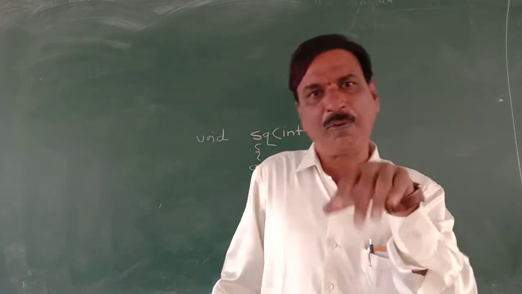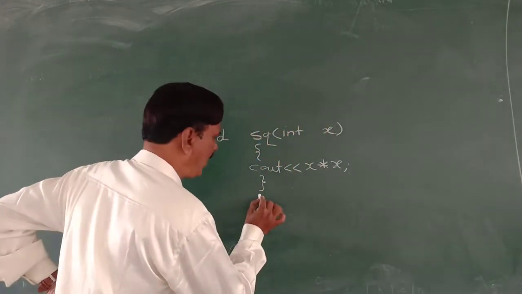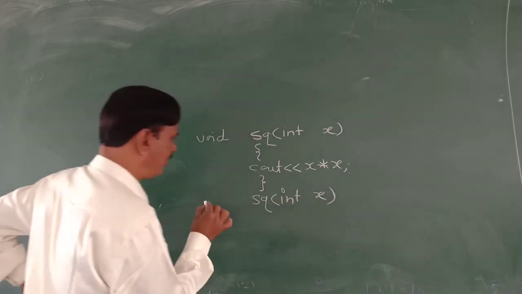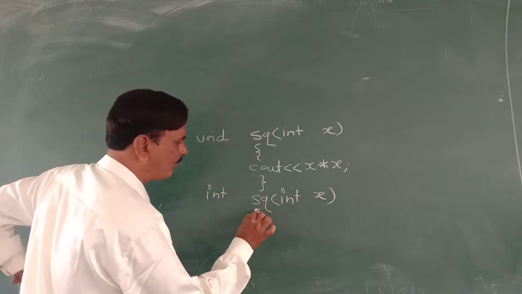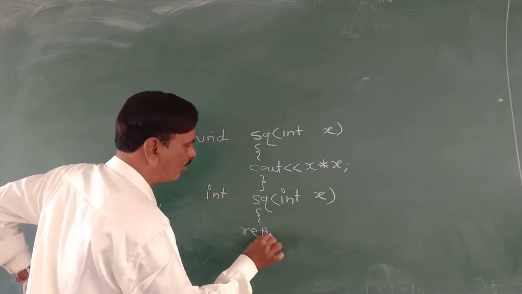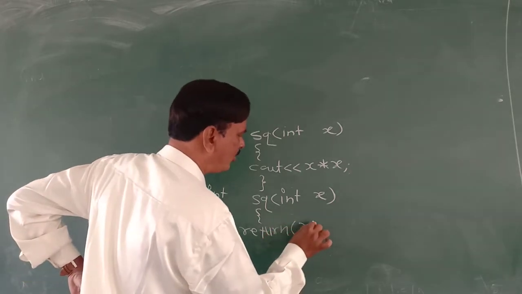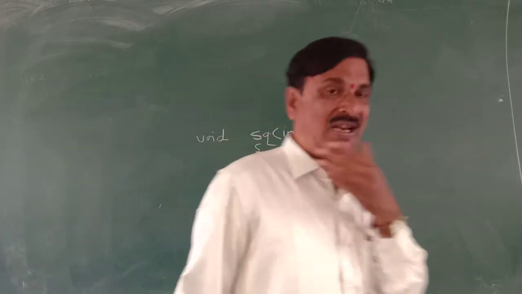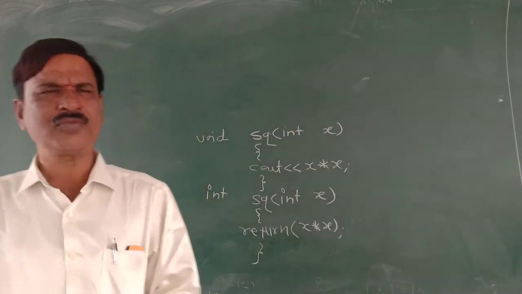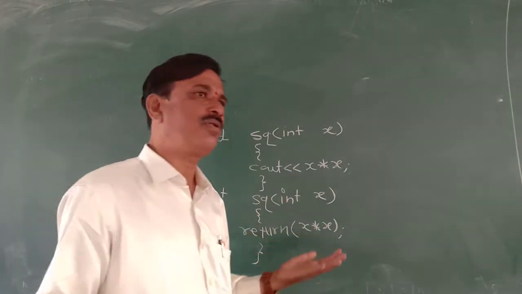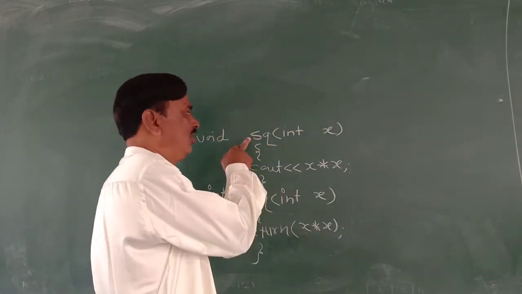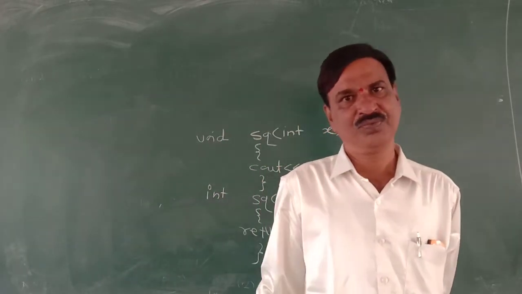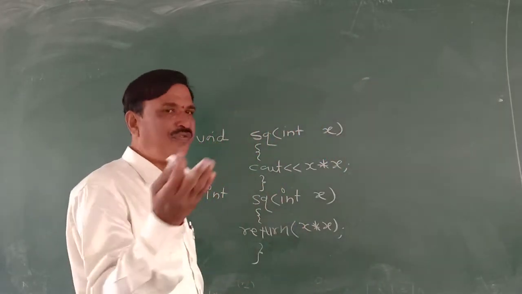We may have another function sq with integer parameter, and return type is integer. Return x into x. Now, as we just discussed, we may have several functions having the same name, sq. Two functions have the same name, but you see, their prototype is different.